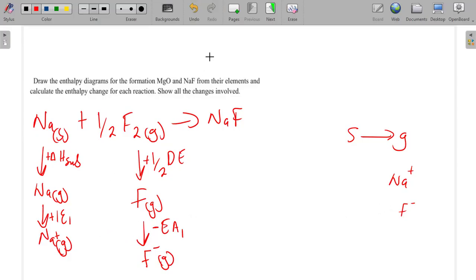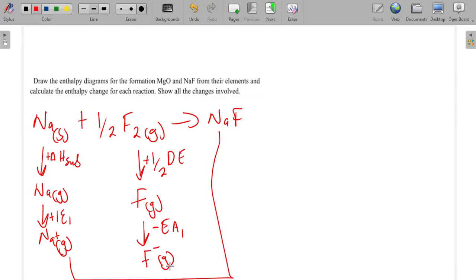Now we are going to combine these two ions to form the sodium fluoride that we need. The energy released when we combine these two ions is what we call the lattice energy, denoted by the symbol, which is negative. So that's what we have. This is the enthalpy diagram for the formation of sodium fluoride, and we've shown all the changes happening at each and every step.